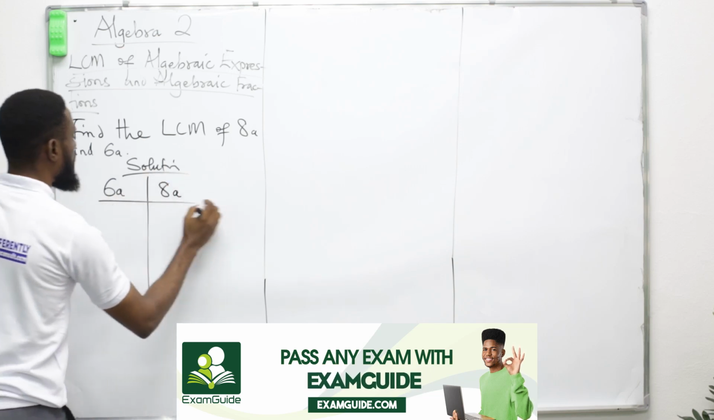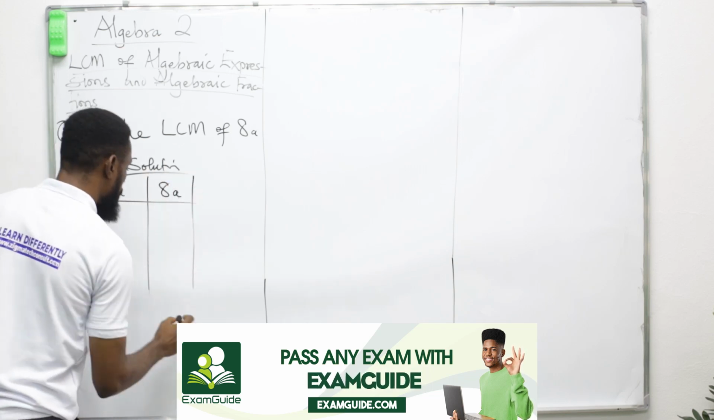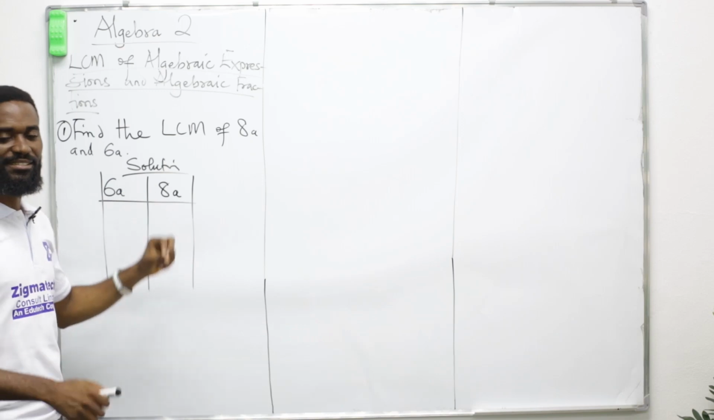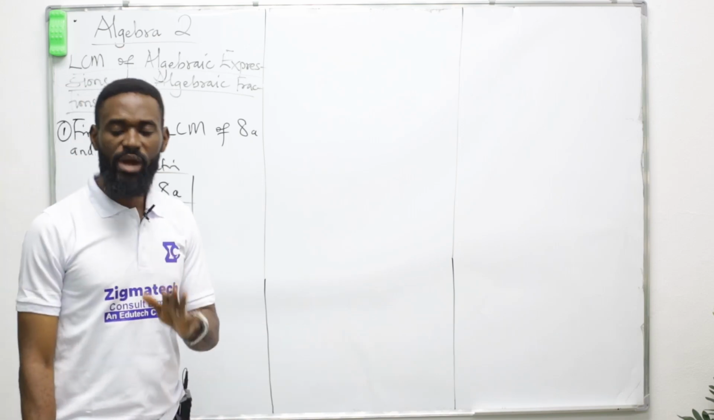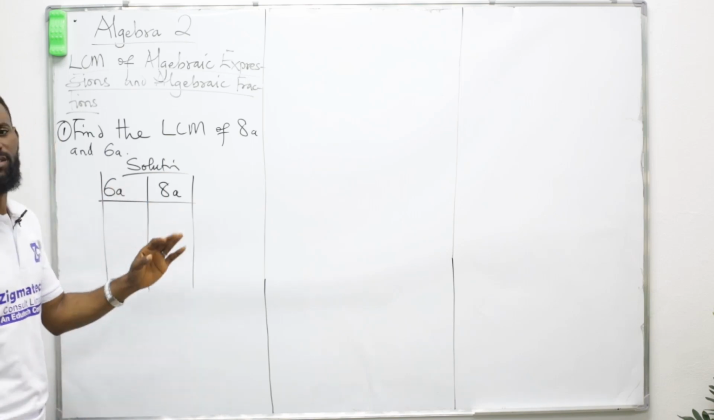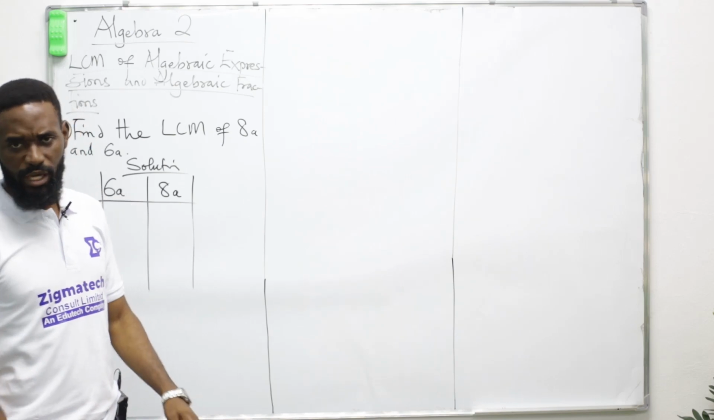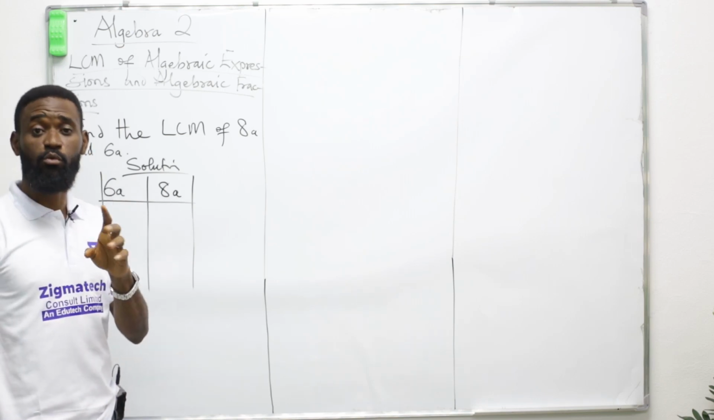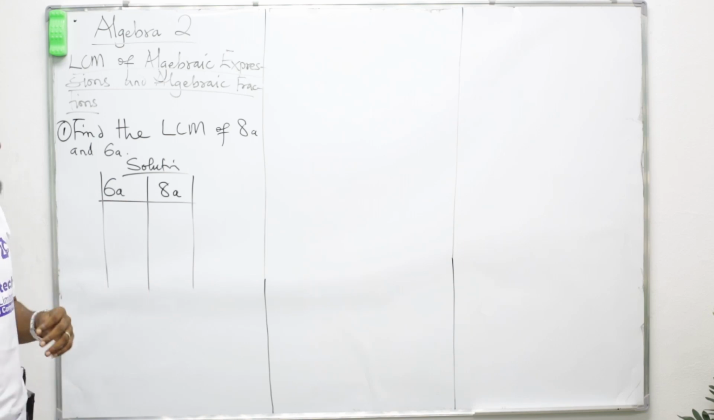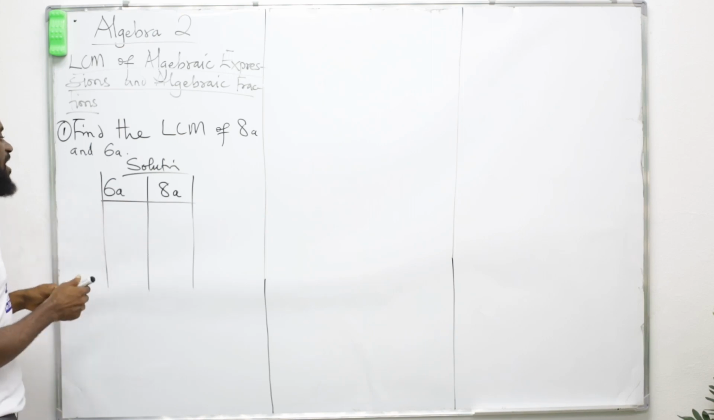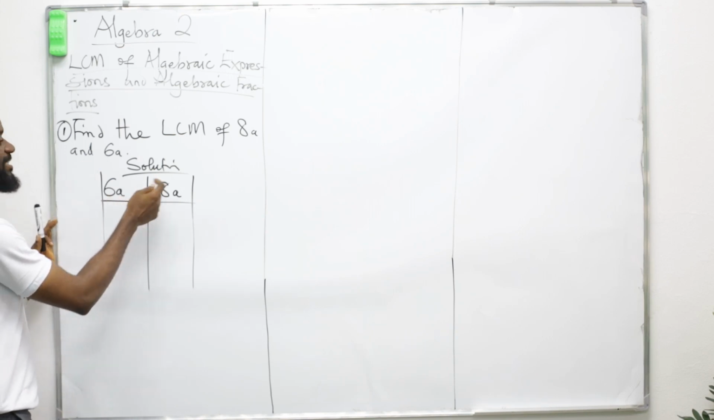Remember, in LCM, our goal is to make sure that these numbers are divided to a point where they become 1. So we keep dividing each of the quantities by their factors until it becomes 1, because no matter what we divide 1 with, 1 is a factor of 1, so it will keep giving us 1. So it is when we terminate at 1 that we get our answer. So the first thing we have here is 6a and 8a.